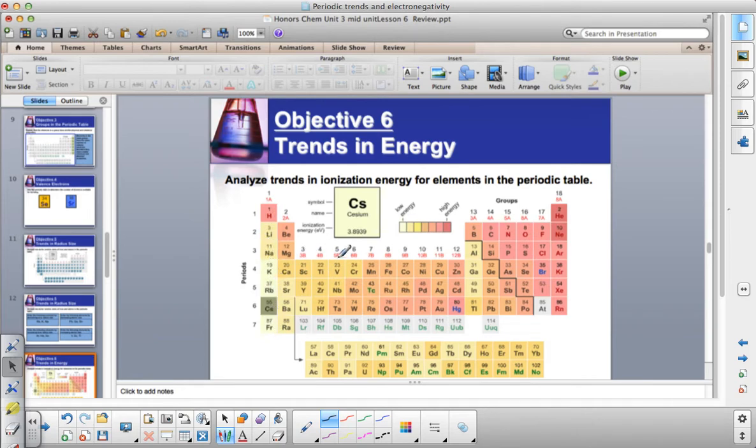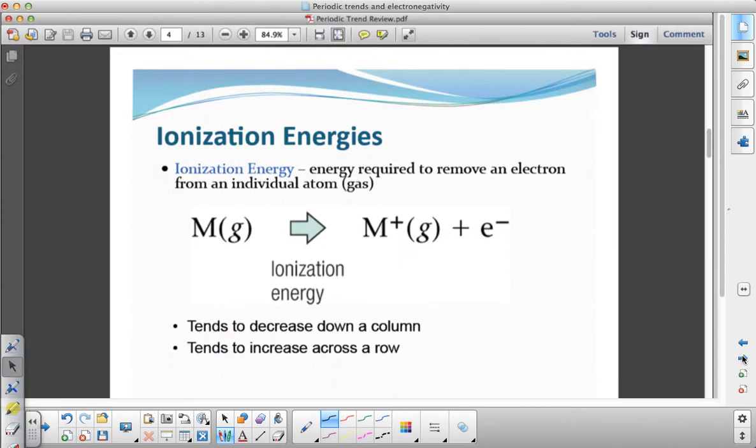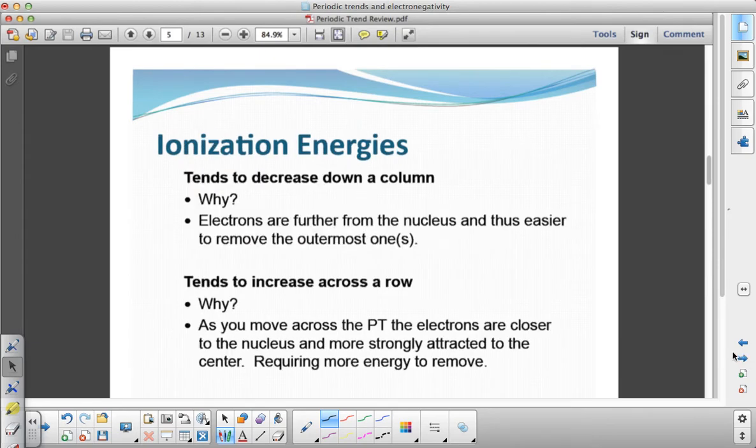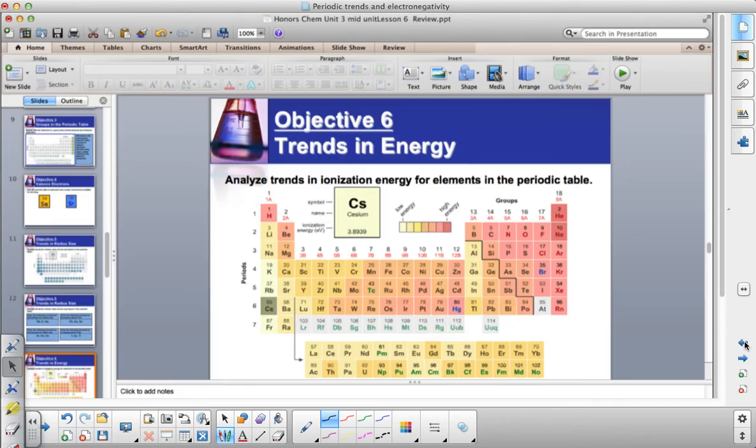Whereas when you're going from left to right on the periodic table, notice how the energy is actually increasing. Okay, so it takes a lot more energy to actually strip an electron away from its outermost shell. And so this kind of explains this a little bit better. It's the energy required to remove an electron from an individual atom. And as we had just mentioned, it tends to decrease going down a column, and it tends to increase going across a row. So decrease going down a column, increase as we go across the row from left to right.